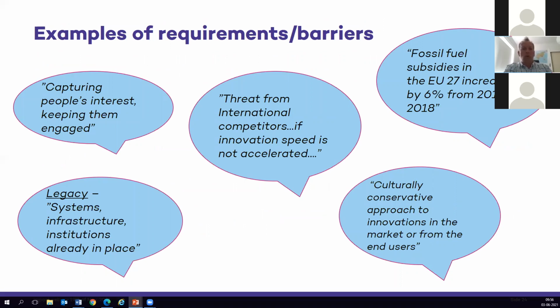I put in a few examples coming from EU projects, of course. And the first one, if it is a project built around co-creation, then capturing people's interest, keeping them engaged, especially if it's over prolonged periods of time, and intense engagement, that could be a barrier, of course. The next one, legacy, the systems infrastructure that are already in place.